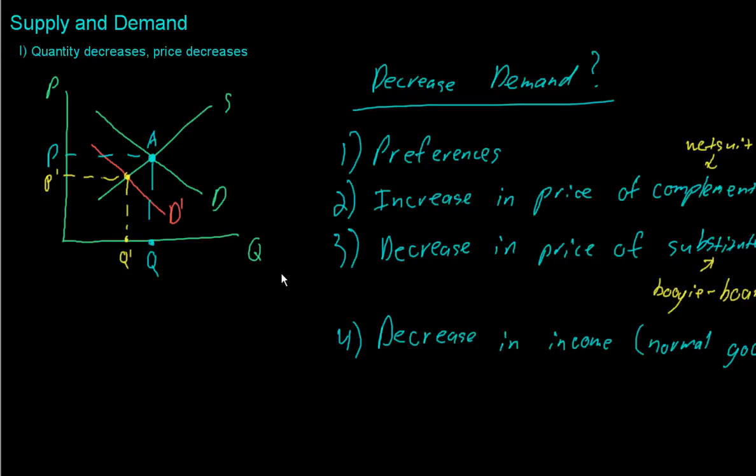And then lastly, we have an increase in income for an inferior good. And that is it.